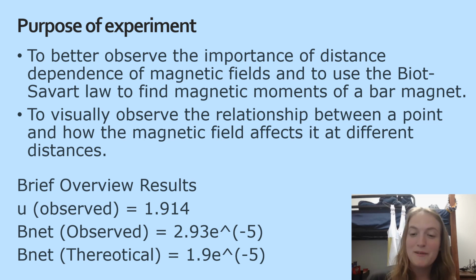A brief overview of my results: for my mu, I had 1.4, my B net observed was 2.93 e to the negative fifth, and my B net theoretical was 1.9 e to the negative fifth.